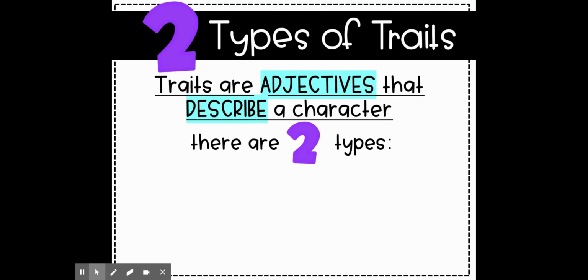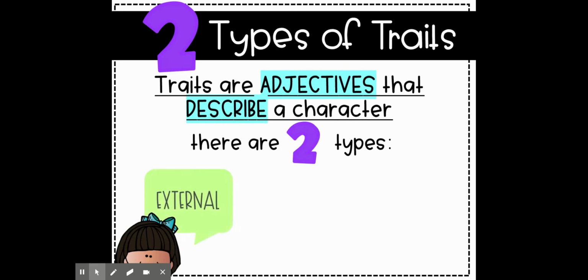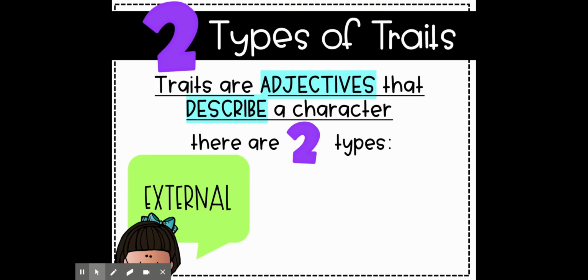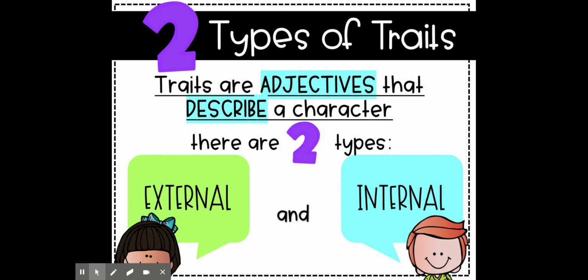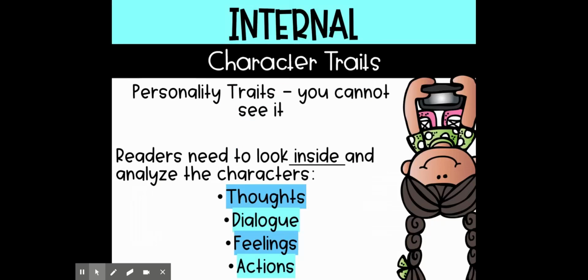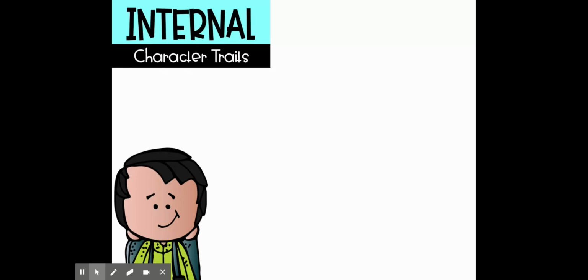There are two types of traits. External traits, which are outside features, and internal traits, which are inside features. Internal character traits are personality traits and you cannot see them. The readers, you and I, need to look inside and analyze the characters. We do this by looking at thoughts, dialogue, feelings, and actions. So, let's try it out.